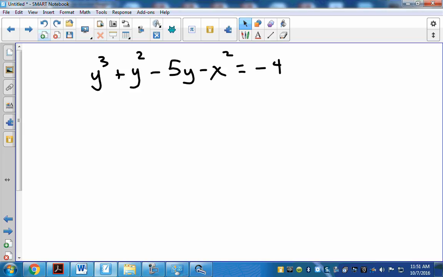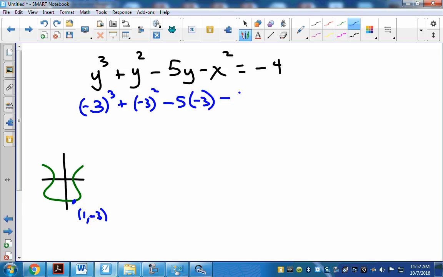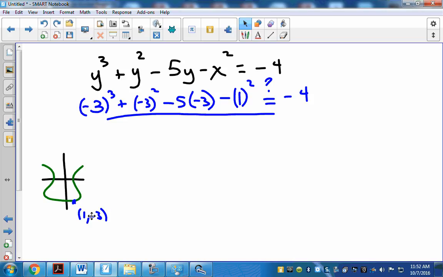Okay, so the task is now to find the slope of the tangent line. Again, we have this strange looking graph, and there's a point on the graph that's actually given. It's the point (1, -3), right here. You might want to test to see whether or not that really fits. Put in -3 and cube it, then -3 and square it, then -5 times -3, and then -1 squared. Check to see whether or not that really does equal -4. I'll leave that to you. The claim is this point is on the graph, so this equation had better be true. Otherwise, if the point doesn't satisfy the equation, it can't be on the graph.